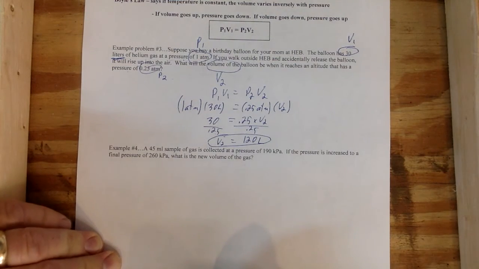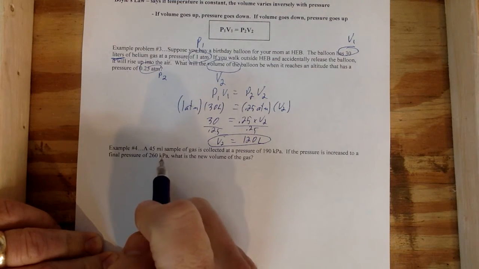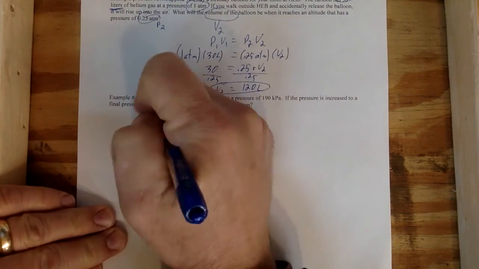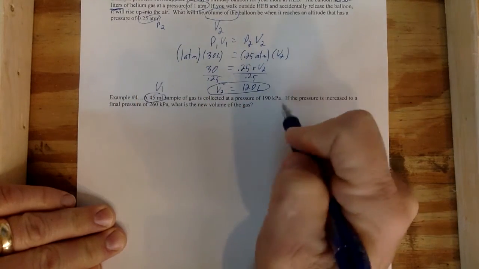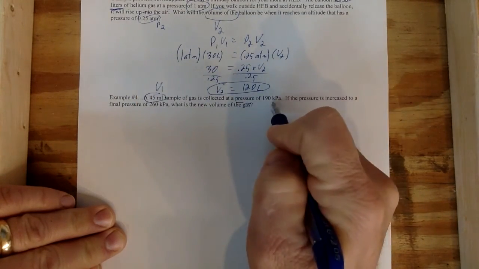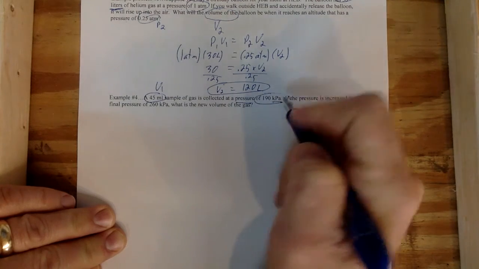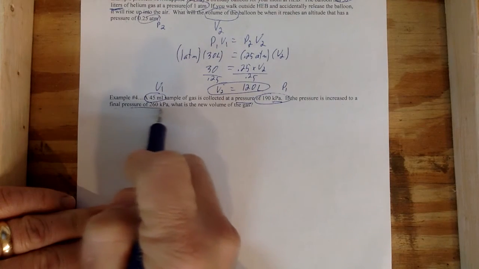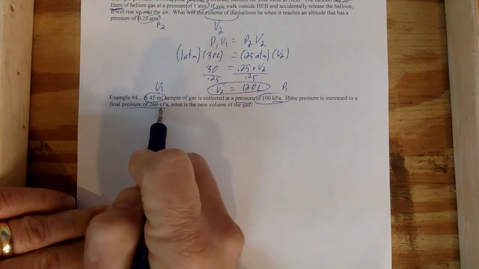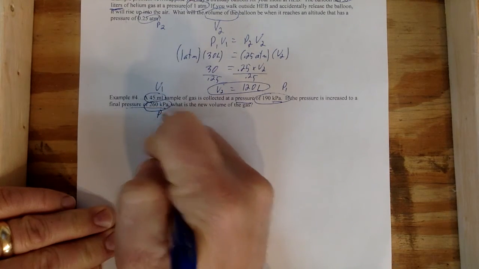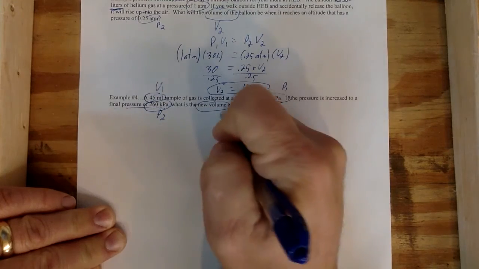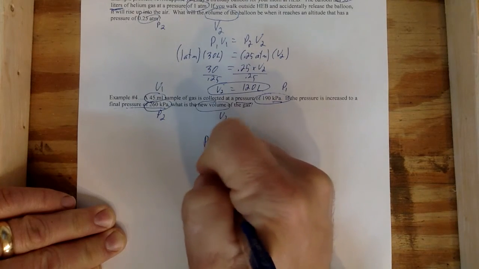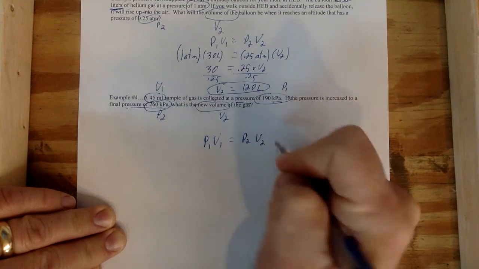Okay, our second Boyle's problem: a 45 milliliter sample of gas. 45 milliliters stands for volume, so there's V1. Collected at a pressure of 190 kPa. It tells me pressure, and kPa is a unit of pressure. That's how I know 190 kPa is P1. If the pressure is increased to a final pressure of 260 kPa, I know this is my second pressure, so P2. What is the new volume? That's V2. All I have is volume and pressure, so I'm going to be using P1V1 equals P2V2.